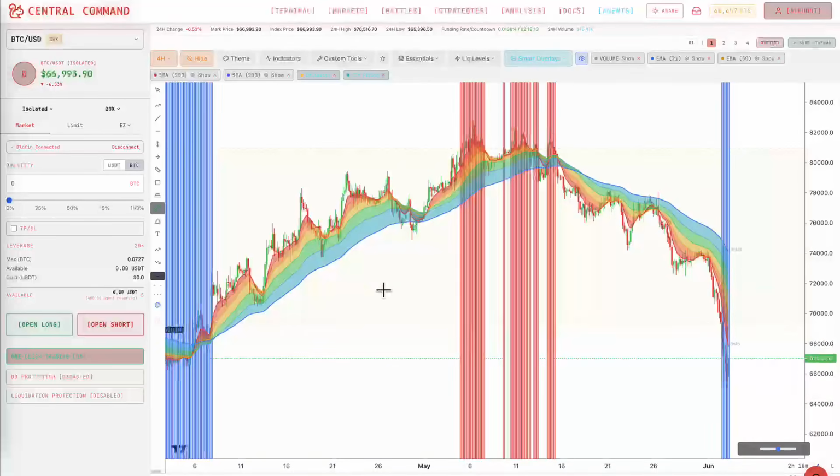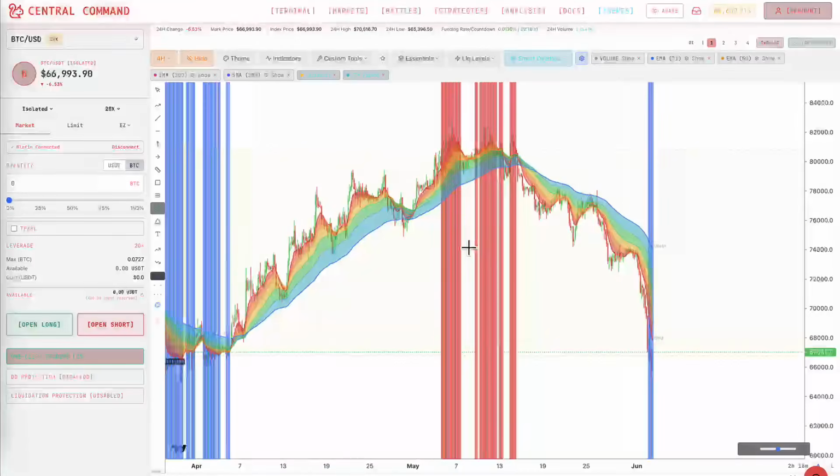The point here that I wanted to show you is how well these overlays work and how you can use them to help you make better decisions for trading, to not short bottoms and not long tops.